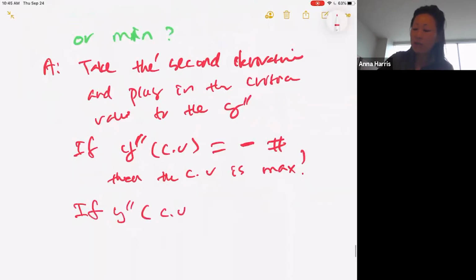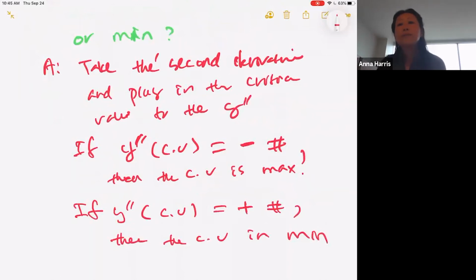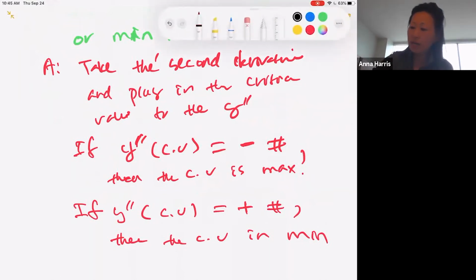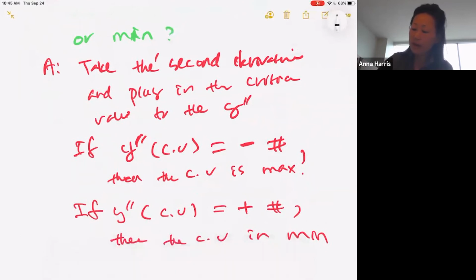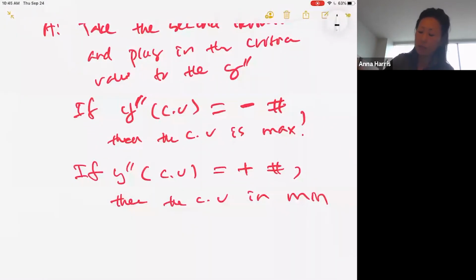If the y value of a critical value is a positive number, then what can you say? Then the critical value is what? Min. Okay, all right, so let's see that then. I do have my critical value, my critical number.